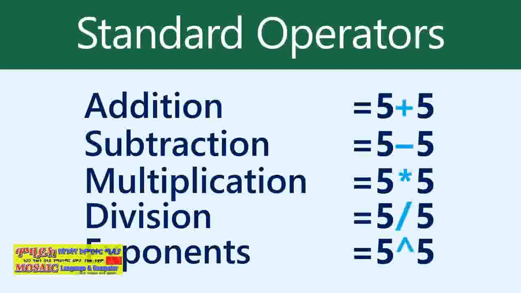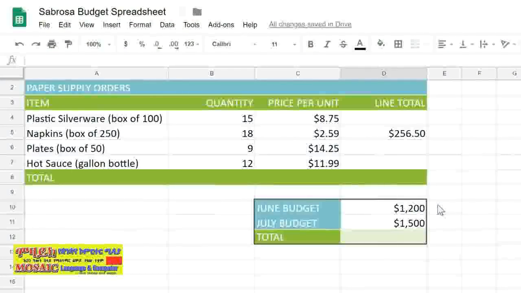You're probably used to seeing equations like 5 plus 5 equals, but in Google Sheets, the equal sign comes first. That's because the cell itself contains, or is equal to, the formula and its value. We'll start things off slow with a simple addition formula to help calculate a budget.